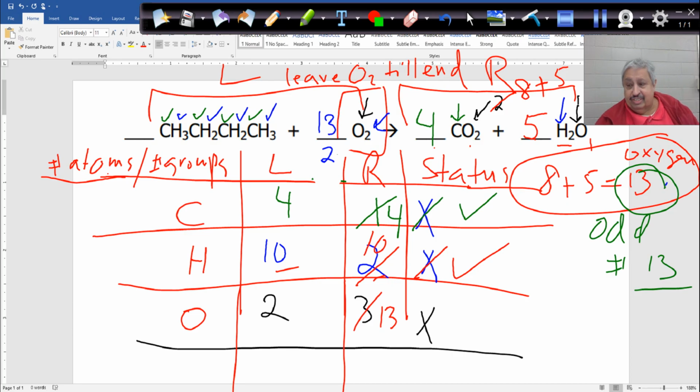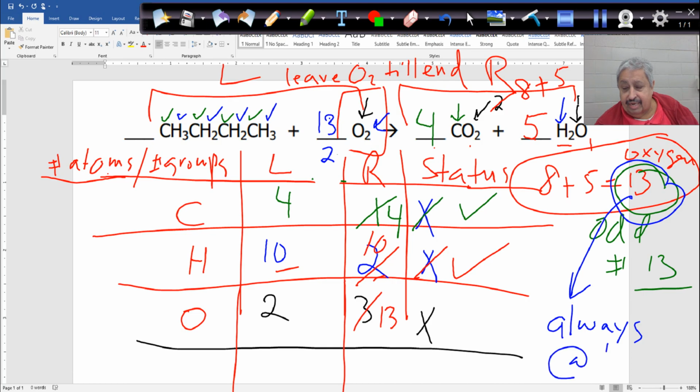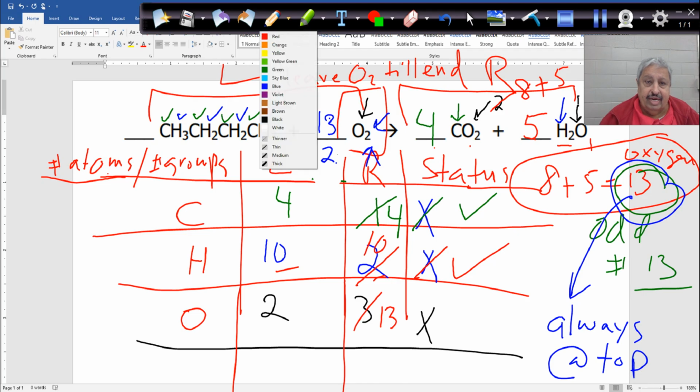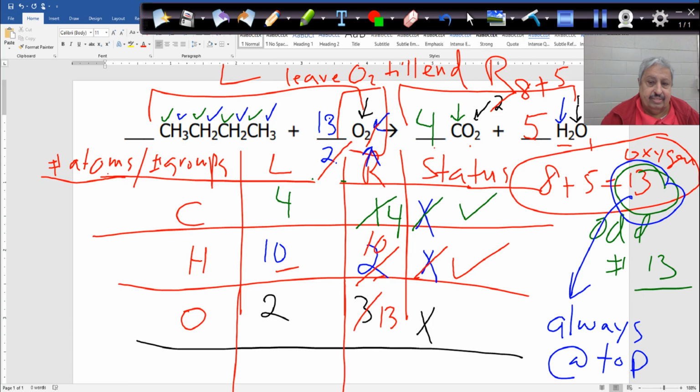13 over 2. So this number here will always be at the top. The bigger number is always at the top. And the oxygen number here, whether you have ozone or O3 or nitrogen N2, whatever the number here has to be at the bottom, so you can cancel them easily out. So the two cancels out.